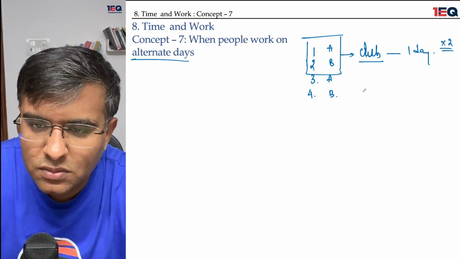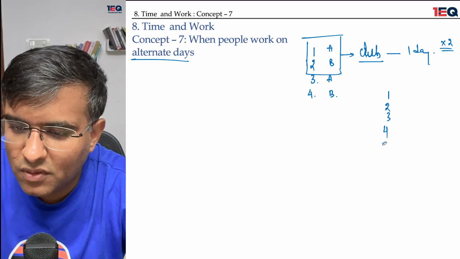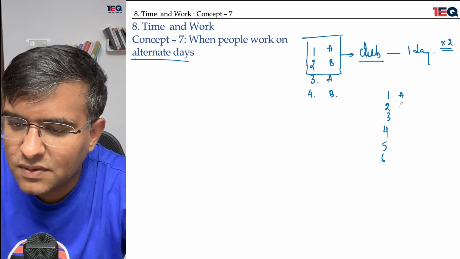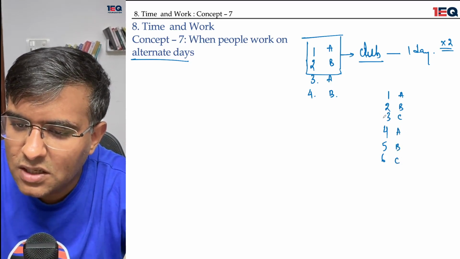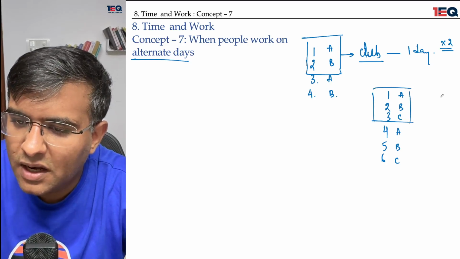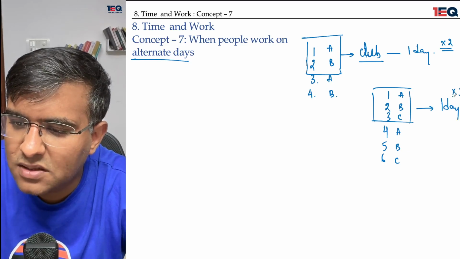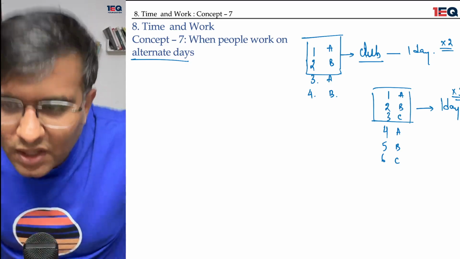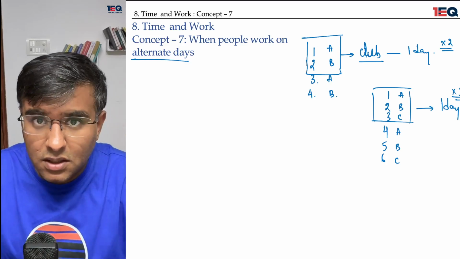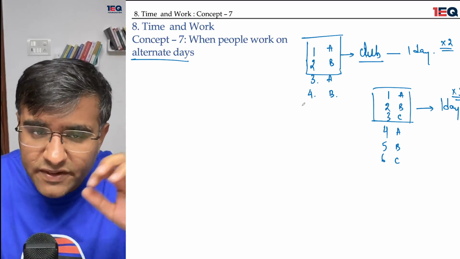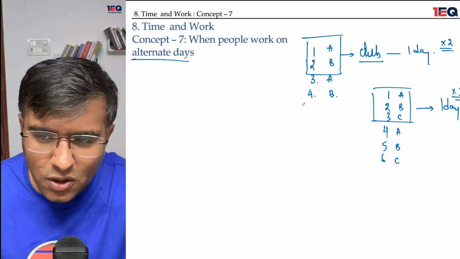Similarly, let's assume that they are working on a 3 days basis. 1 2 3 4 5 6. Only A is working, only B is working, only C is working, again only A, only B, only C. So I'll club 3 days together and I would consider that to be 1 day. And in the end, I would multiply my result with 3 days. That's how I will reach my answer when people are working on alternate days or in any sort of arrangement.